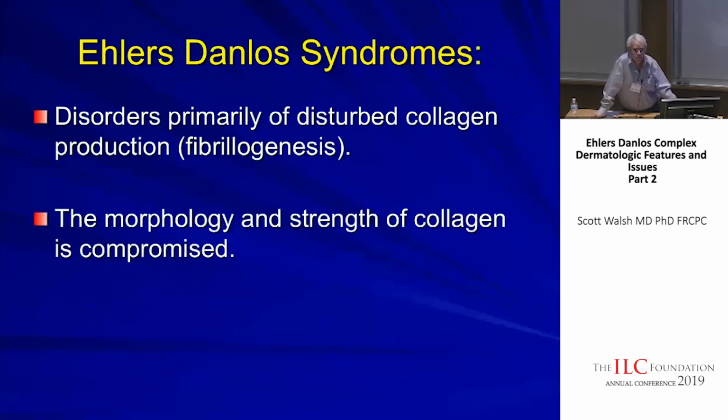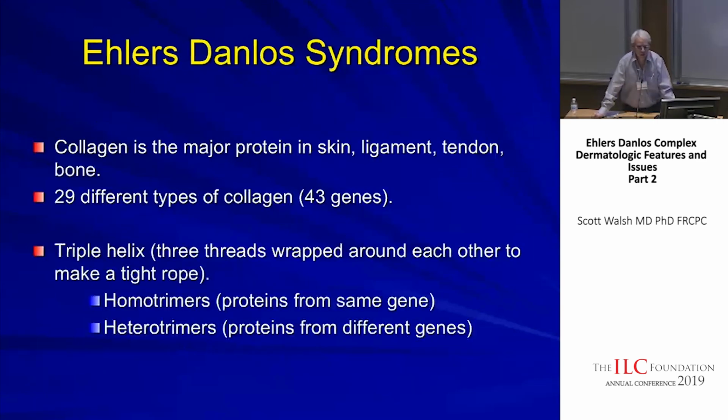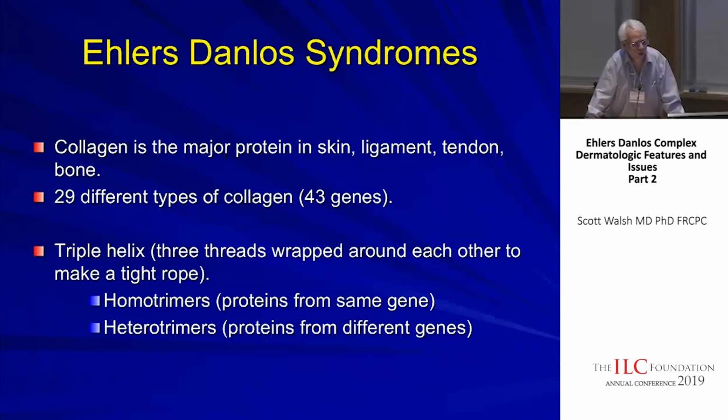So Ehlers-Danlos are primarily disturbed collagen production. The morphology and the strength of the collagen is compromised. Collagen is the major protein in our bodies. It forms our bones, our organs, and much of the skin. There are 43 different genes for collagen. There's a different collagen in cartilage than in bone, and different collagens in bone than in skin. Some of them are the same. So collagen 1 you'll see is in bone and skin, but some of them are very different.